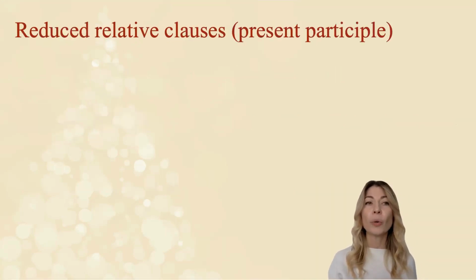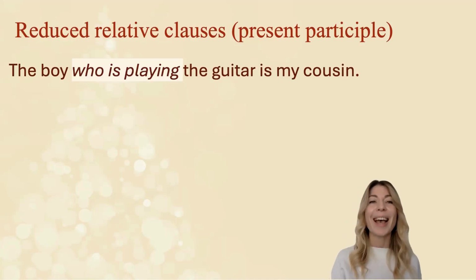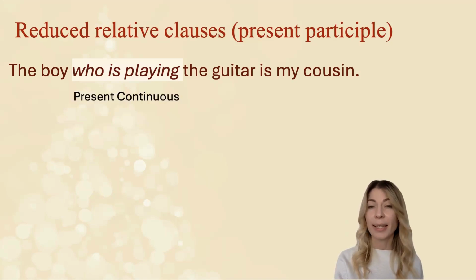Now let me show you how we can use the present participle instead of a relative clause. And if you don't remember what relative clauses are, watch the video about relative clauses, and you can find a link in this video description. So, the boy who is playing the guitar is my cousin. This is a relative clause, and actually a defining relative clause because we don't have any commas here. And this is present continuous, right?